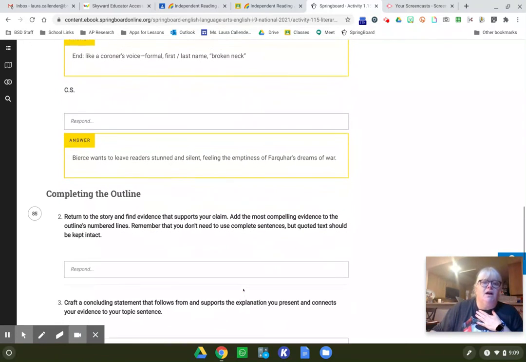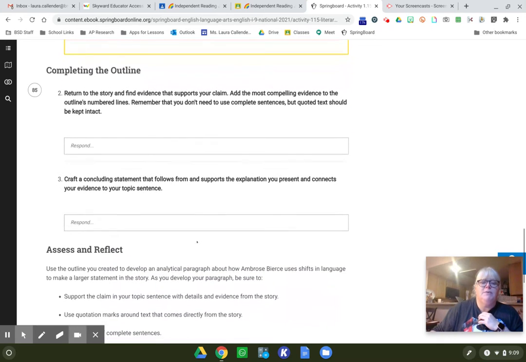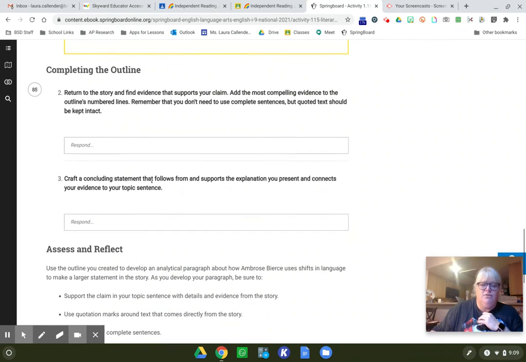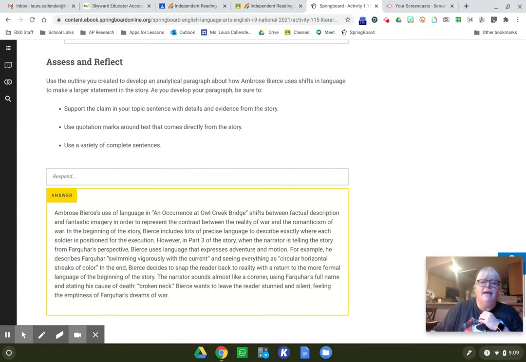Okay. All right. So return to the story and find evidence. Okay. We did that. And then add the most compelling evidence to the numbered lines. We did that. We crafted a concluding statement. And now it says, go ahead and draft. Support the claim with details and evidence. Use quotation marks around text that comes directly from the story.